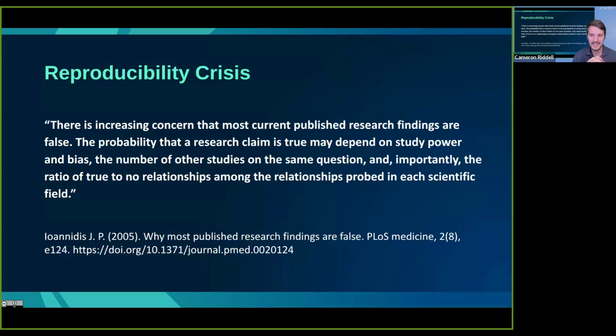So that is what we were asking. What is your field of study? And do you think your field is currently undergoing a reproducibility crisis?